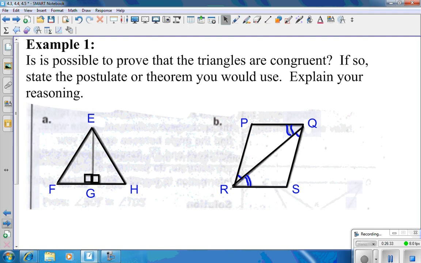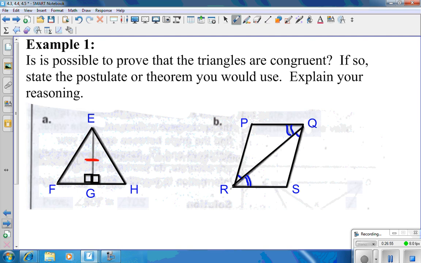Do they share any side? They do, they share one side. Do they have any other angles that are congruent? No. So if they share a side, go ahead and mark it because it helps you out. All right. So now I've got a right triangle and I've only got a leg. Do you have anything else?